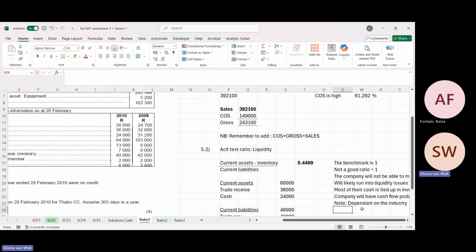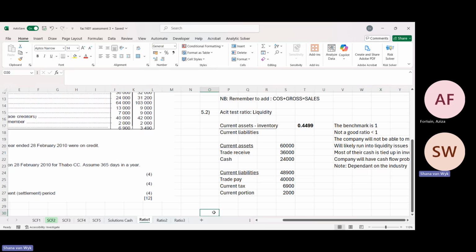So what type of industry? Some examples: if you have a lot of inventory, then it will be lower. But if you have an MTN type of company, it should be higher. Cool, that's good. Okay, this one is done and dusted.